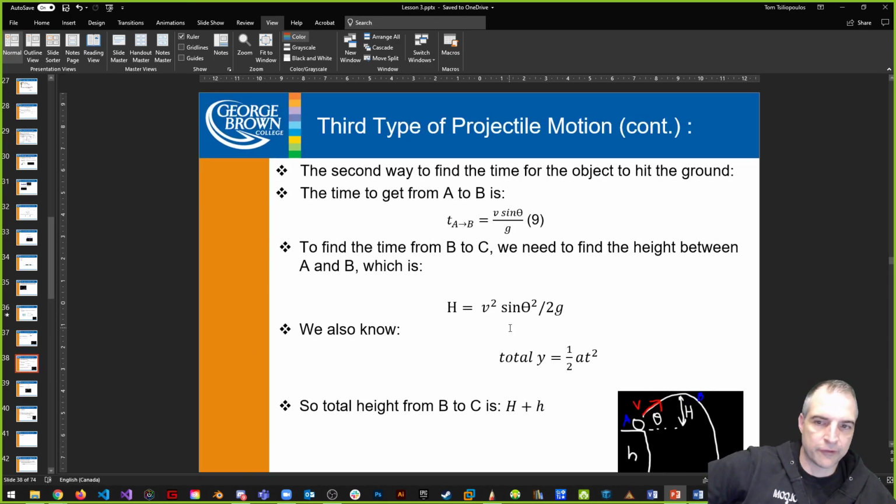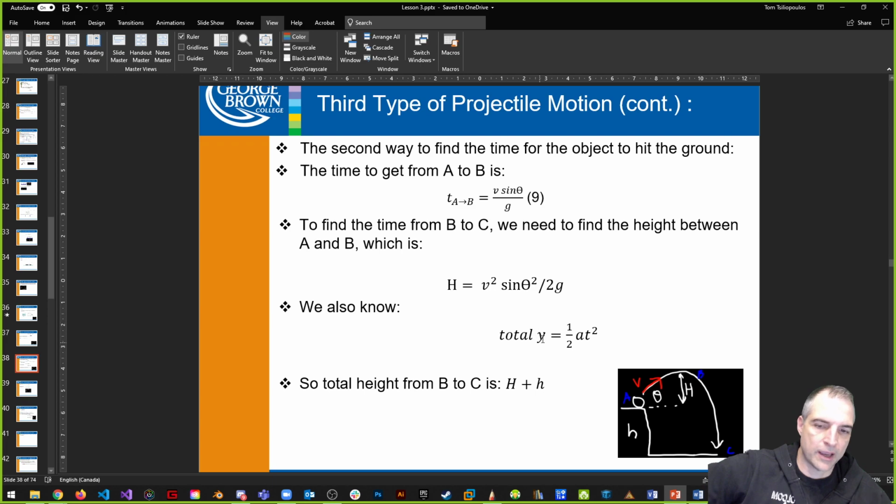The second way to find the time for the object to hit the ground is to break the problem down into two parts, like I said. So the time from A to B is equal to v sine theta over g. We can figure this out because of the previous equations that we used. All right? To find the time from B to C, we need to find the height between A and B, which is the height equation, v squared sine theta squared over 2g, right?